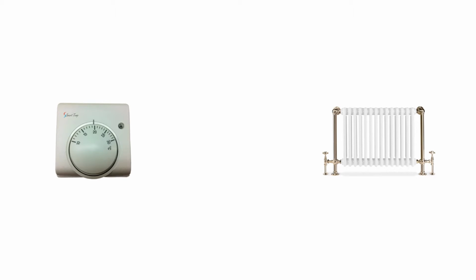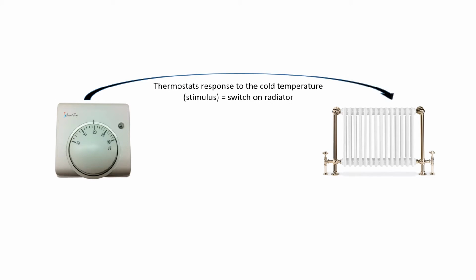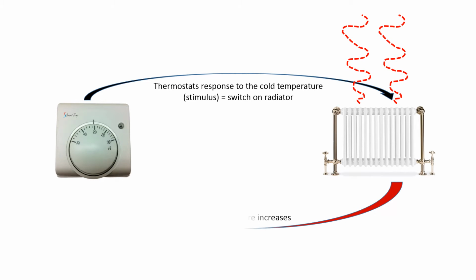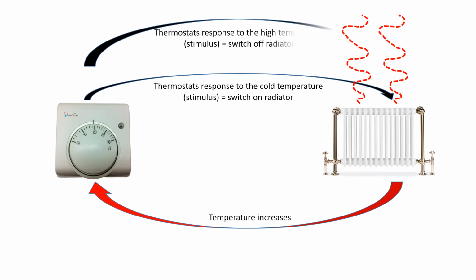Room temperature is usually regulated by something called a thermostat, and you have a heat source such as a radiator. So what happens if it gets too cold? If it's too cold, the thermostat should trigger a response as a result of the cold stimulus, which is simply to switch on the radiator. And as the radiator comes on, the temperature will increase, and as the temperature increases, that will be detected by the thermostat, and again that will be a stimulus for the thermostat to switch off the radiator.